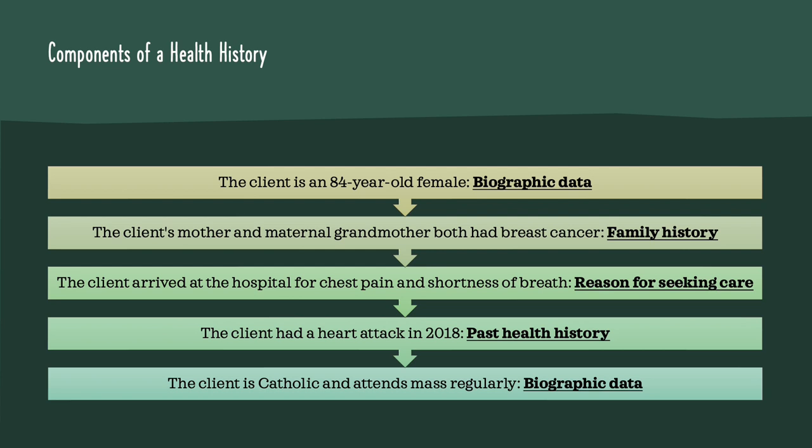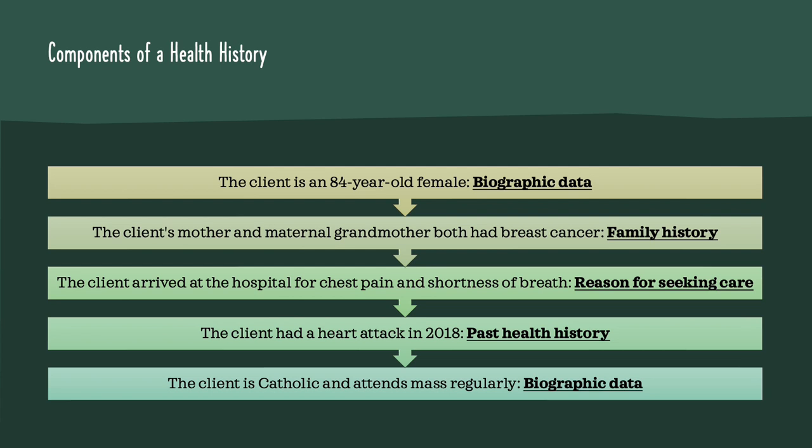We need to know why they're at the hospital. They're at the hospital for shortness of breath and chest pain, or they're at the hospital because they have pain in their leg because they fell, or whatever that looks like. Past health history is going to let me know what they had and when they had it. Patient had a heart attack in 2018. That's kind of important to know. I'm going to make sure I listen to, auscultate, those heart sounds very, very carefully, right?